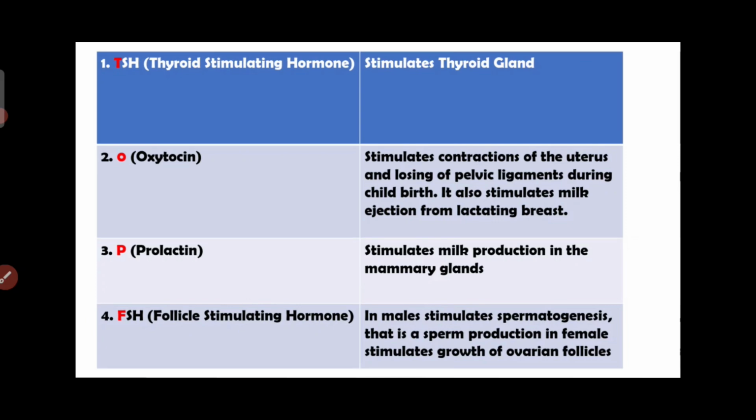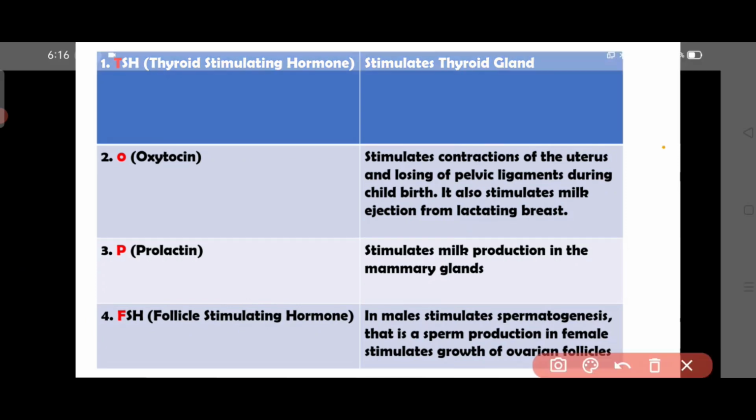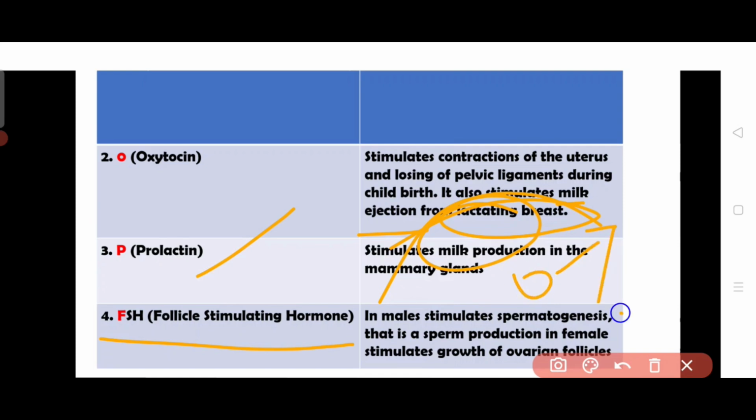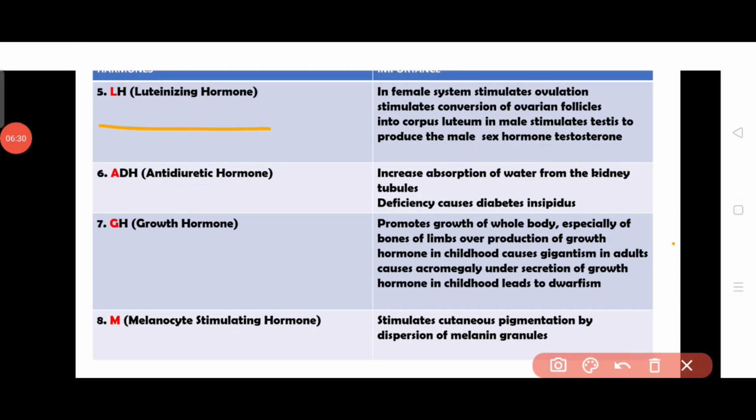Thyroid stimulating hormone stimulates the thyroid gland. Oxytocin loosens the pelvic ligaments during childbirth, and it also stimulates milk ejection from the lactating breast. Prolactin stimulates milk production in the mammary glands. FSH, that is follicle stimulating hormone, in males stimulates spermatogenesis, where sperm production takes place, whereas in females it stimulates the growth of ovarian follicles.